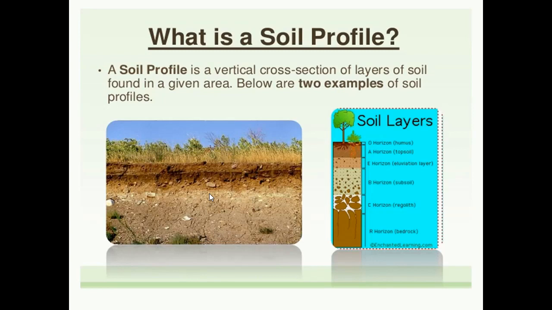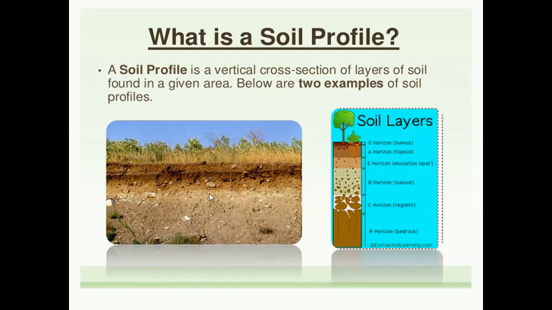First, you observe two pictures in this slide. One is a real picture, the next one is a graphic picture. The real picture shows the vertical cross section of a particular area. It consists of different layers, which is nothing but the soil profile. Next, the right one, that is the soil layers. It consists of different soil layers.